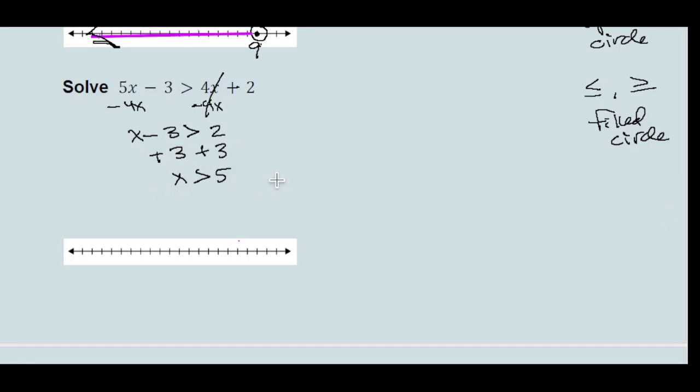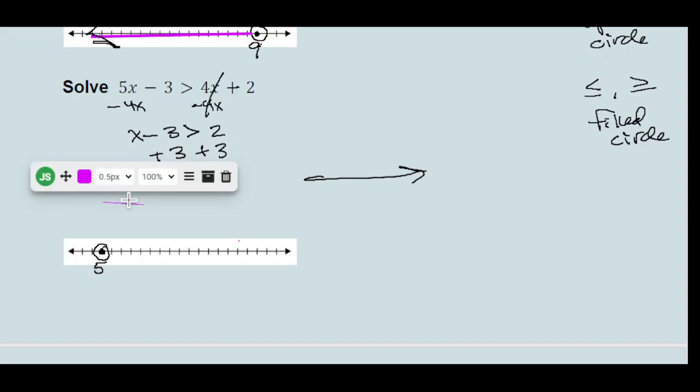Because this is a greater than, that means it's going to be values that are going this direction, right? That are bigger than in terms of a number line. So let's call this 5. And again, it does not include the actual value 5, so we are going to make an open circle, and then we'll try this line thing again and see if it will let me. There we go.